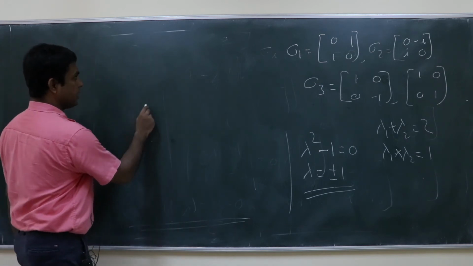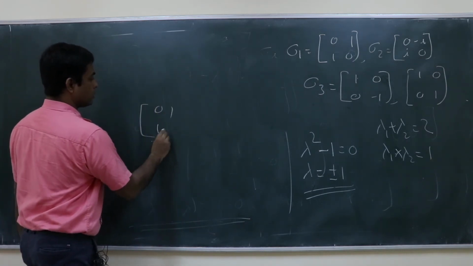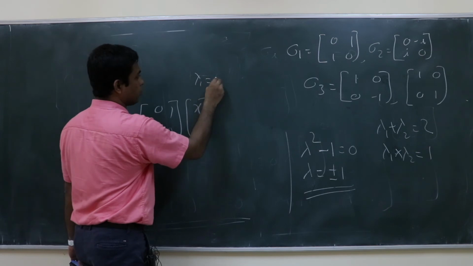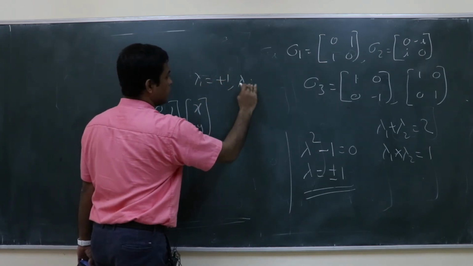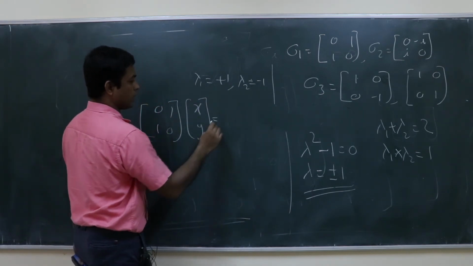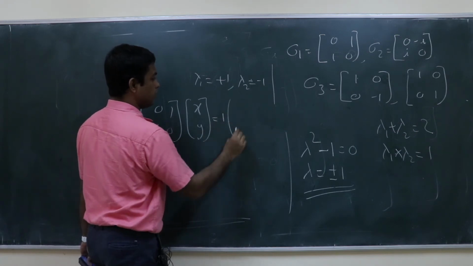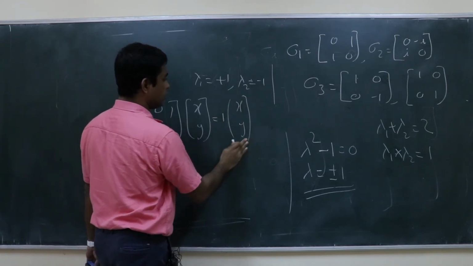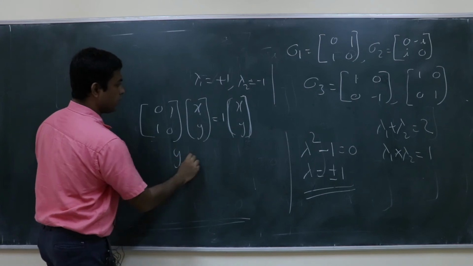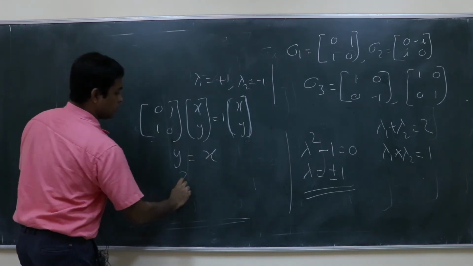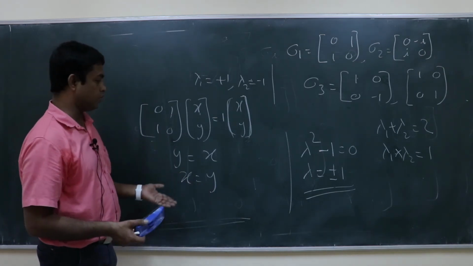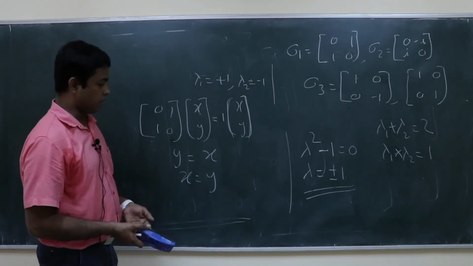So you have sigma 1, that is 0, 1, 1, 0. Then write down x, y. Then you have lambda 1 equal to plus 1 and lambda 2 equal to minus 1. First take lambda 1 equal to plus 1, so 1 into x, y. Our job is to find x and y. So you get 0 plus y, y is equal to x, x is equal to y. So you can actually choose any x and y. This is your freedom. But if you normalize, things will come to one unique one.